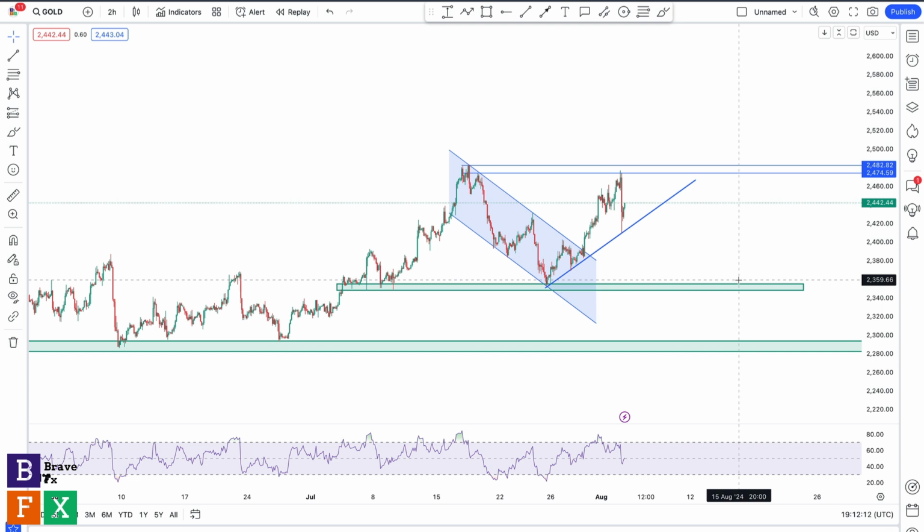So we'll be taking a look at gold, US30, Nasdaq, USD-JPY, EUR-USD, USD-CAD, and crude oil. So these are pretty interesting charts we'll be taking a look at today. I'm going to try as much as possible to go as fast as I can, going straight to the point.